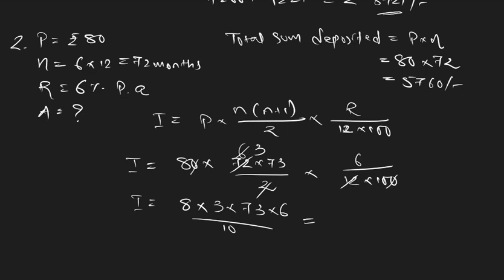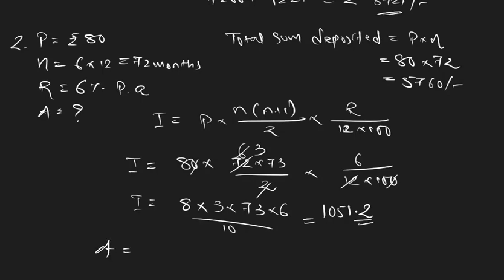Okay, so let's find out what it is. 8 threes are 24. 24 multiplied by 6 is 144. 144 multiplied by 73 is 10512. 10512 divided by 10 is 1051.2. Okay, so this is the interest.